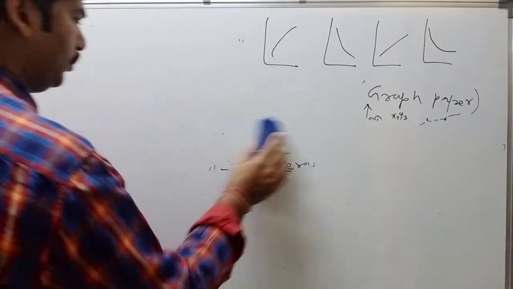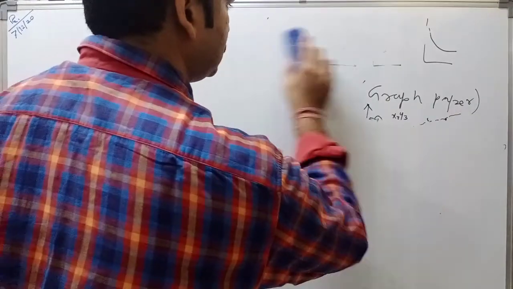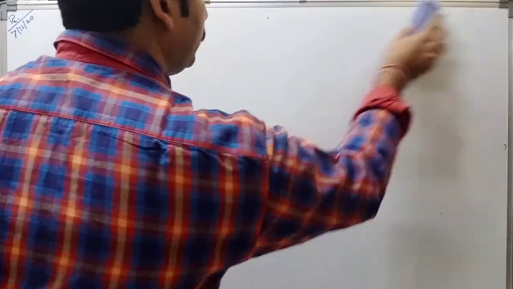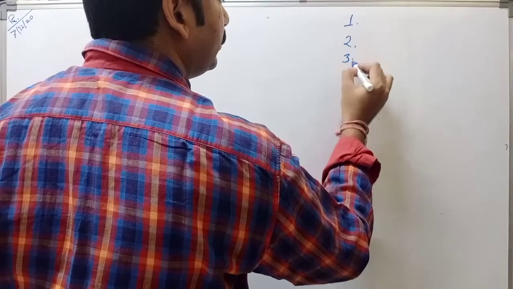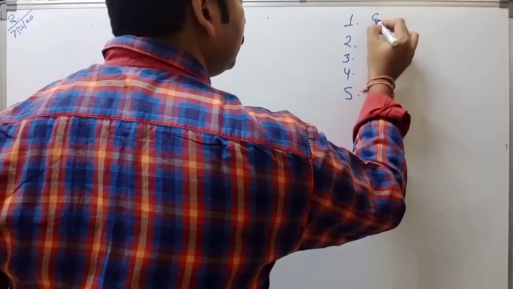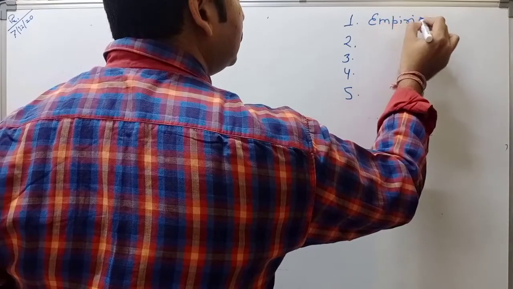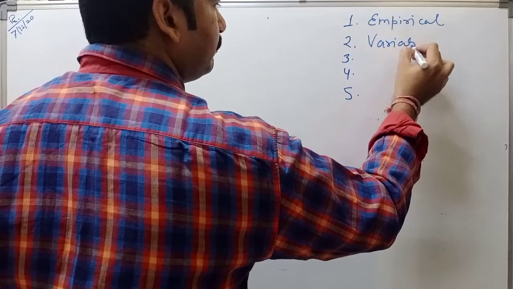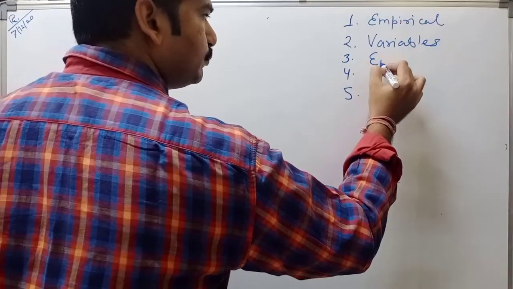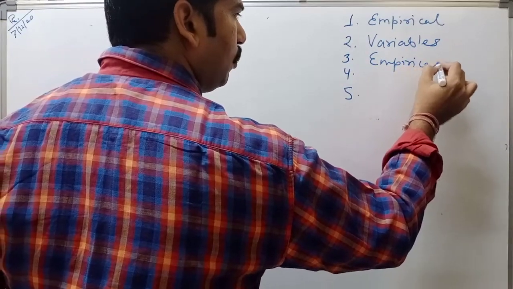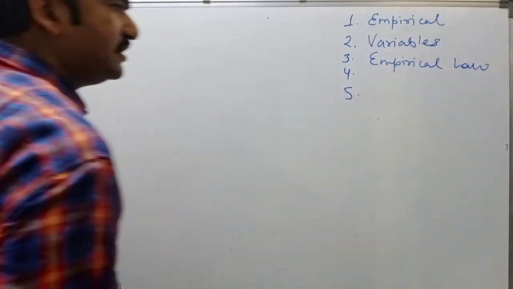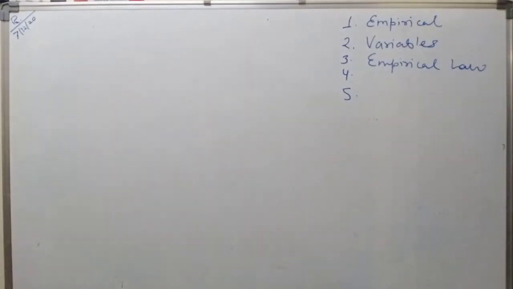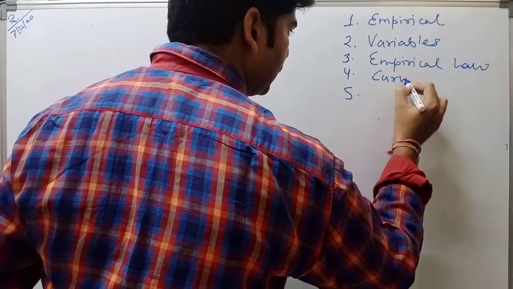Up to now, what we have studied: number one, what we mean by empirical. Just try to revise the things as and when you are studying. Number two, what we understand by variables. Number three is what is empirical law. So these are the three things we have covered as we have understood. Then, what is curve fitting?